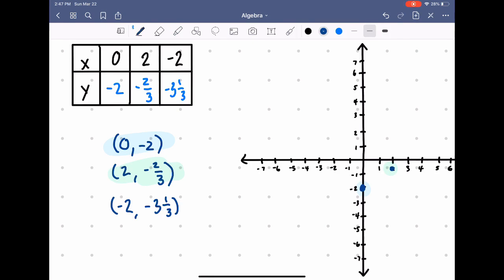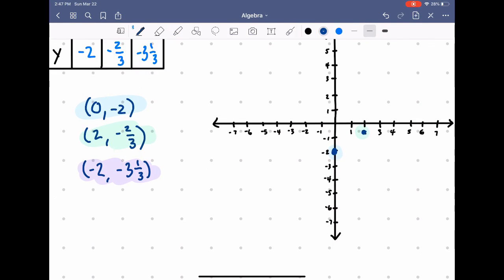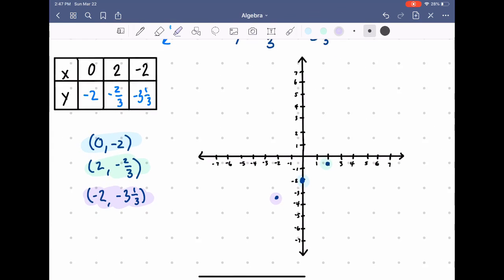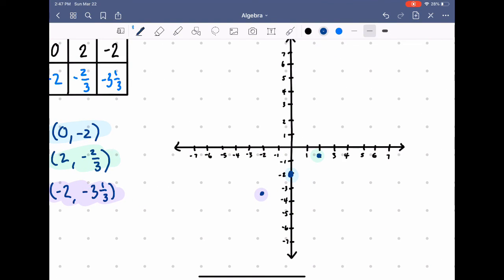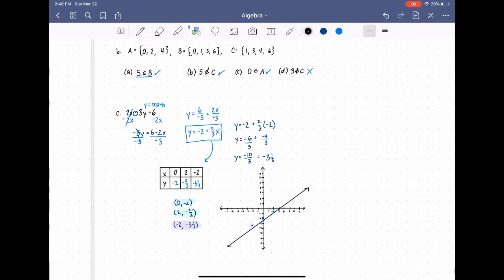And for my third term, negative 2, negative 3 1/3. I start at the negative 2 on the x and I go down to negative 3 1/3, a little bit past the negative 3. So it'll be right about there. That would be my third term. And I have a nice increasing slope here. It's a positive slope. And it's a little bit under that x-axis. It goes like that. It's not the straightest line ever, but you get the point. That would be the answer to question C.